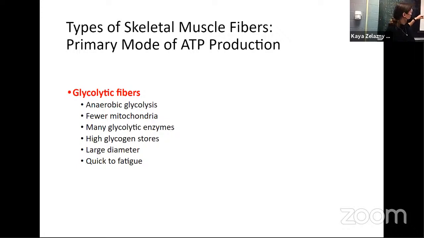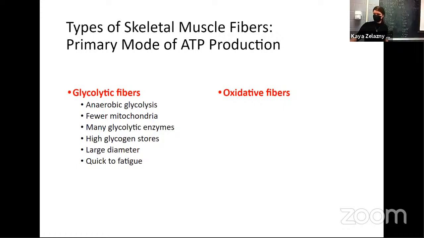So secondly, quick to fatigue. What do we remember about that process? If we're doing glycolysis over and over again, what's that byproduct that we're producing? Yeah, the lactic acid, the lactate. So as we start to build that up, these fibers are going to be quicker to fatigue than if we weren't building up a bunch of lactic acid.